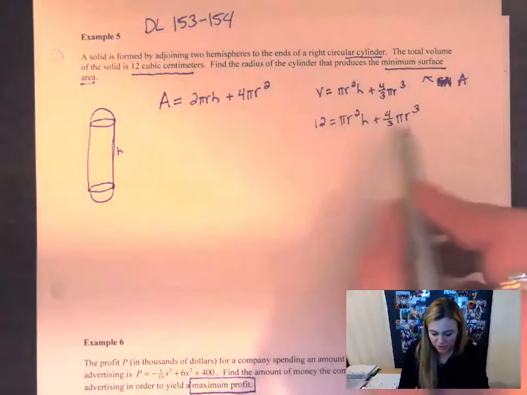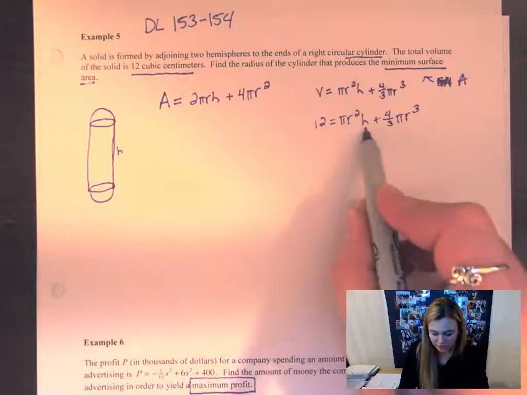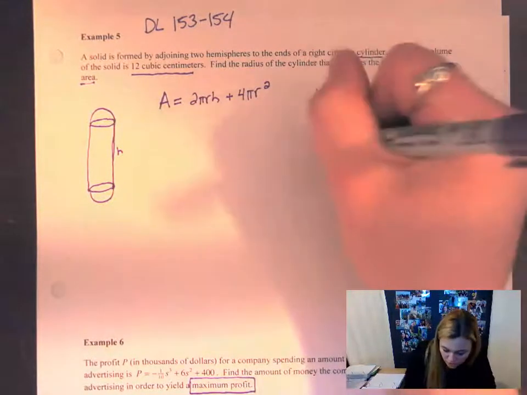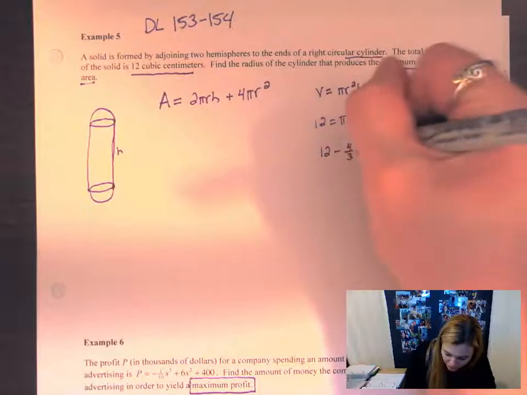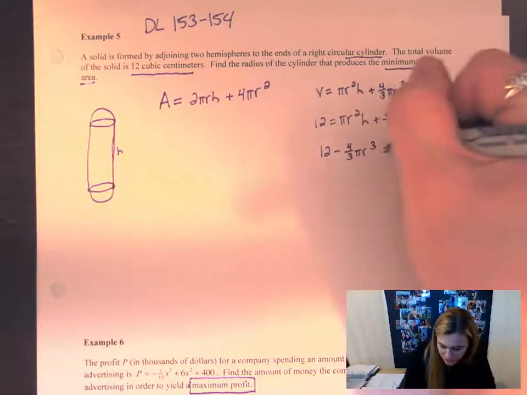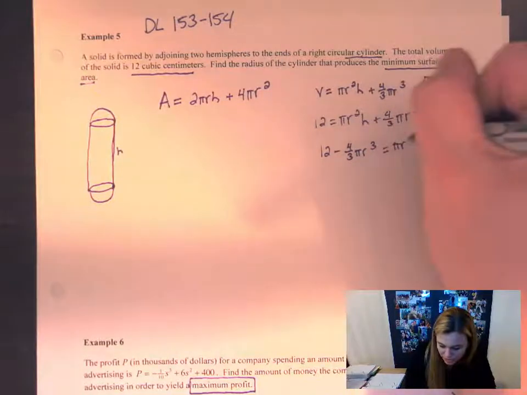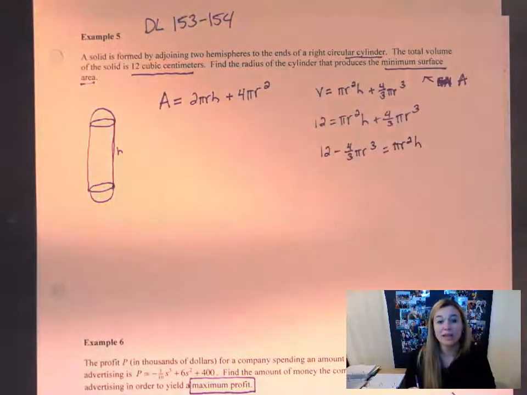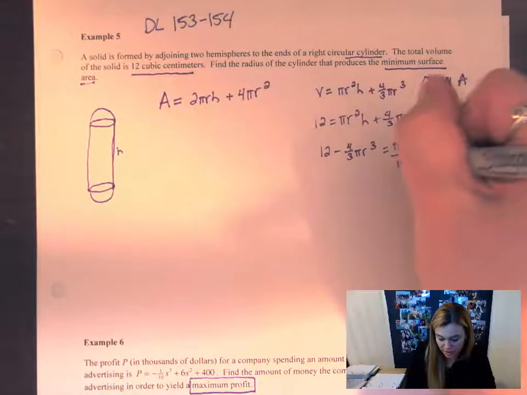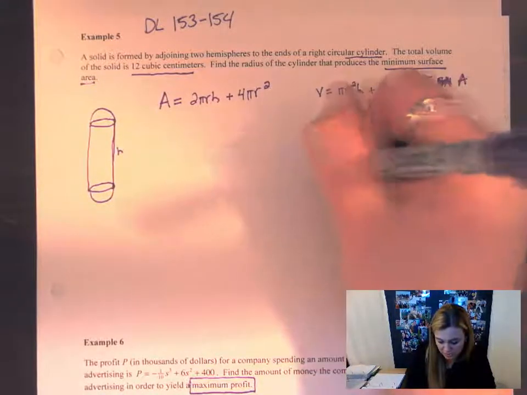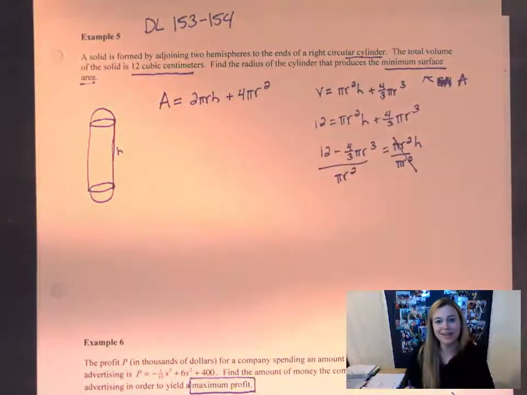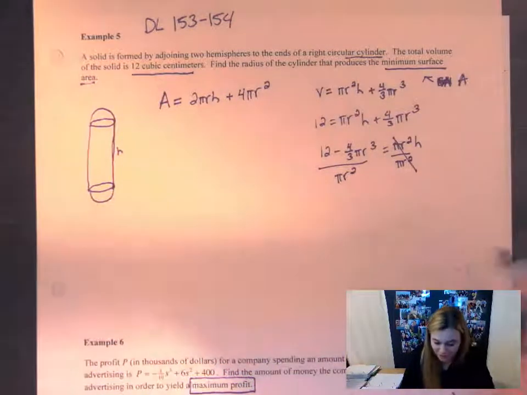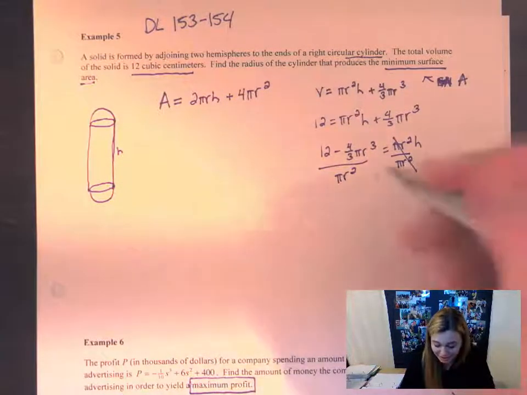There's an r squared over here and r cubed here, so what I'm going to do is solve for h actually. So 12 minus 4/3 pi r cubed is equal to pi r squared h. Now I want to isolate h, so divide by pi r squared on both sides. Beautiful. I've got h by itself. This is kind of gross, but it's okay.